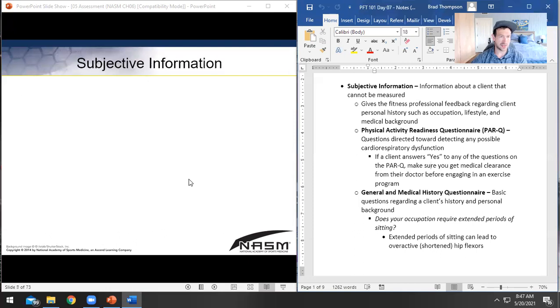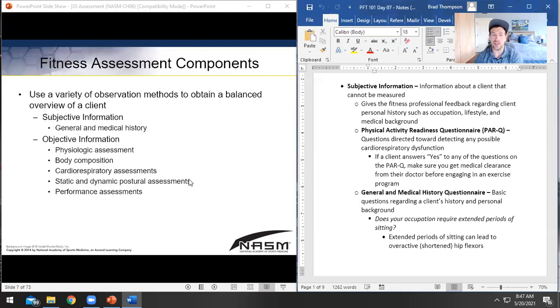Let's see here, slide 7, where are we at? We're going to break fitness assessments down into 2 major categories of information. You are going to have your subjective information, and you are going to have your objective information. And so, we have a variety of different techniques. Your subjective information is any of the information about your client that you cannot measure, right? It's the unmeasurable information.